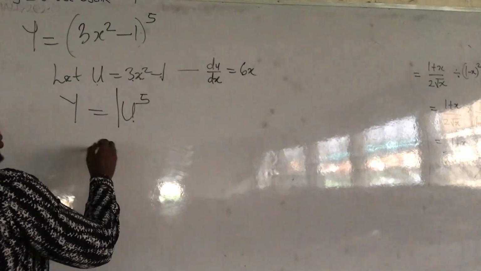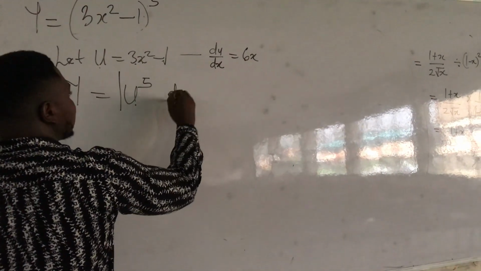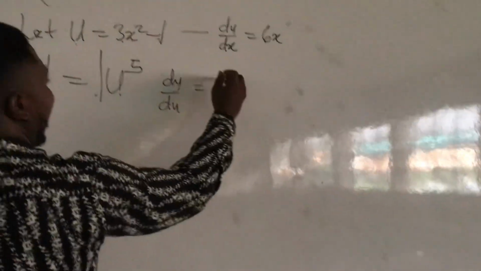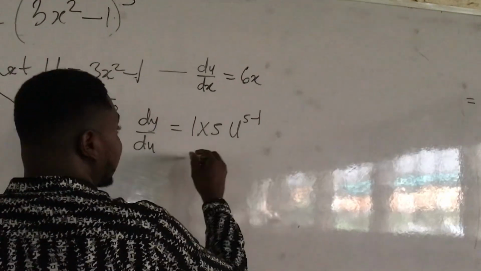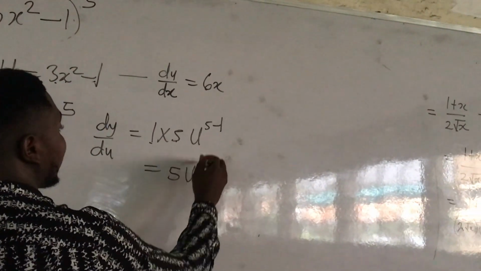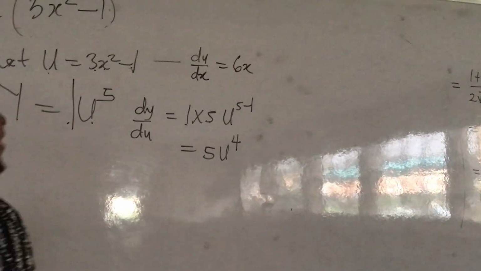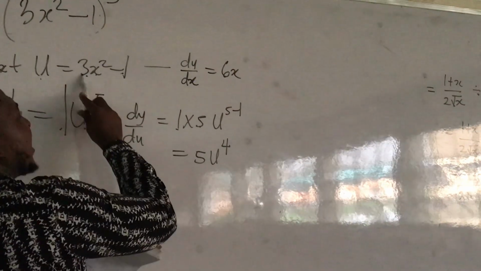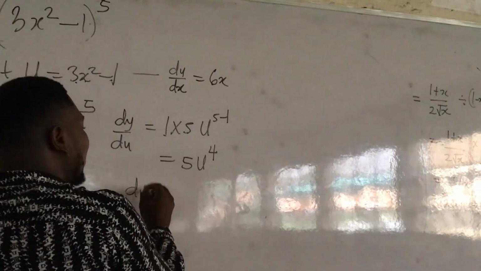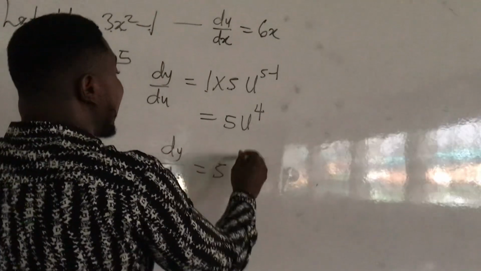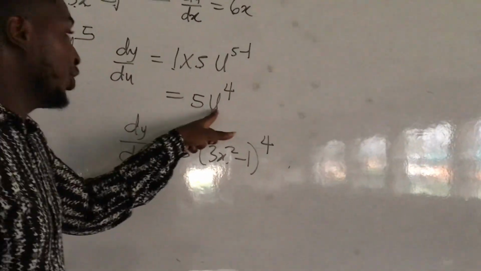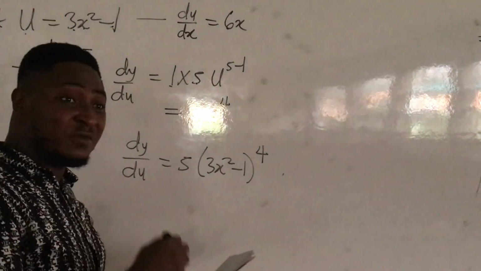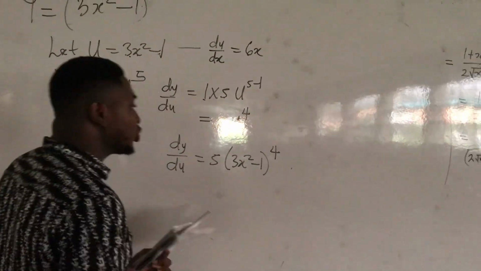So you're going to say dy du will be equal to 1 times 5 u raised to power 5 minus 1. Because we are doing it for your workbook, we must show everything. 1 times 5 is 5 u raised to power 4. So dy du is 5 u raised to power 4. Who is u, class? u is 3x squared minus 1. So therefore dy du is 5 into bracket 3x squared minus 1 raised to power 4. Instead of saying 5 u raised to power 4, replace u back with what it was, 3x squared minus 1. See what someone will be solving in the exam, wasting time. I'll also show you the shortcut, you see.